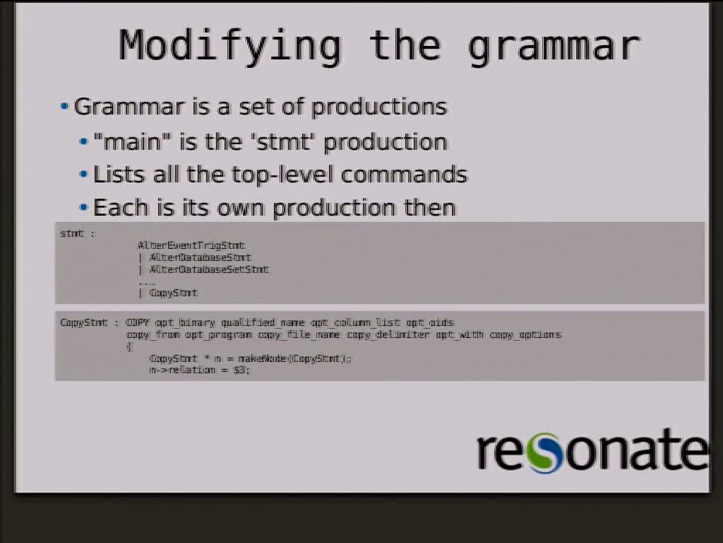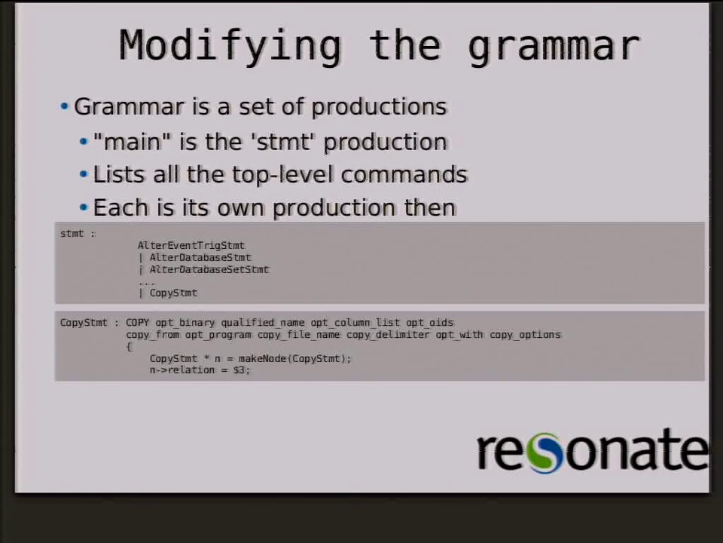Some things like qualified name or opt column list, those are going to be defined towards the end of the file, as I recall. It's because a lot of different things use them, they're very generalized and very useful, right? So that's the whole copy statement.